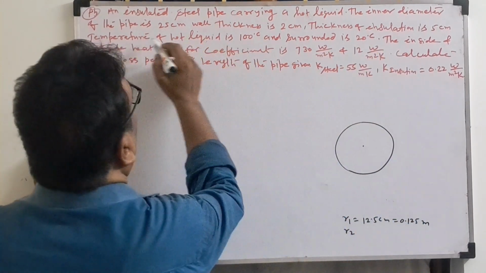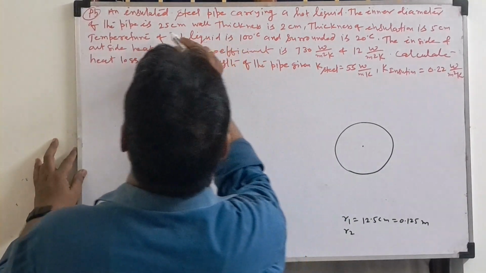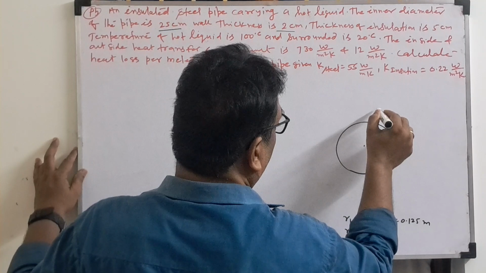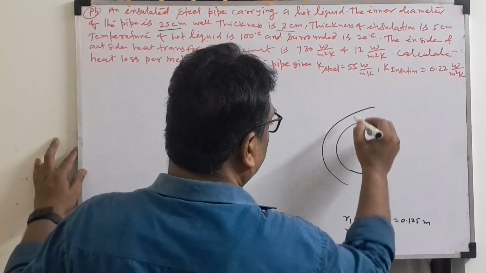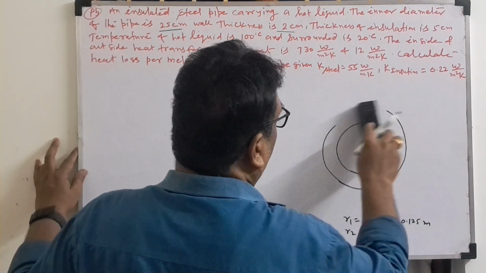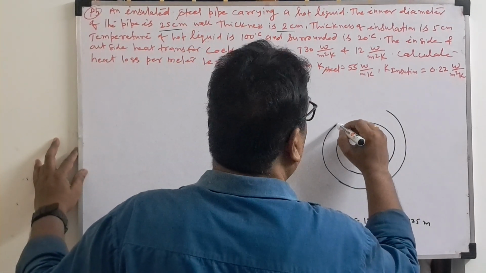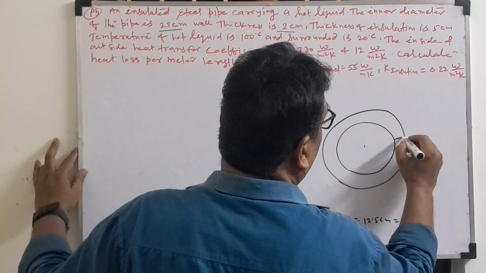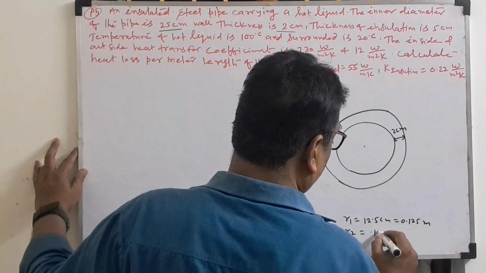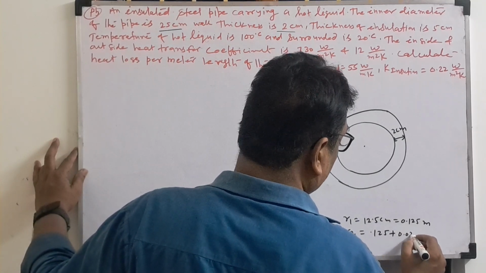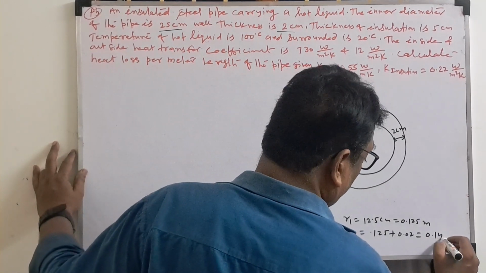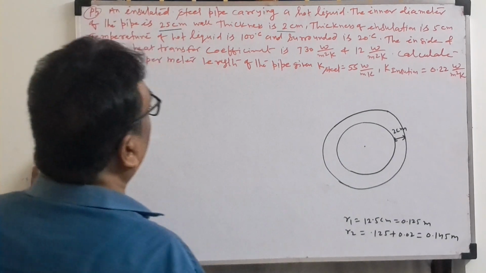Read the question again: carrying the hot liquid, inner diameter is 0.25, wall thickness is 2 centimeter. Now we'll mark the wall thickness here. This little diagram is not much required, but okay, to some extent. So it is given 2 centimeter. R2 is equal to 0.125 plus 0.02, which comes to 0.145 meter. So R1 and R2 we know.